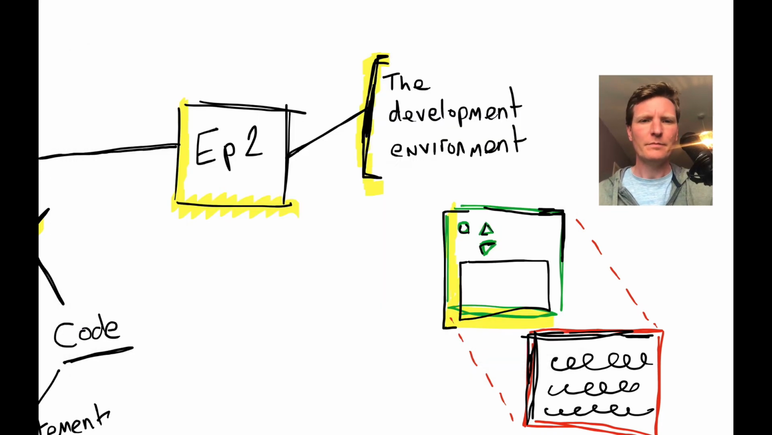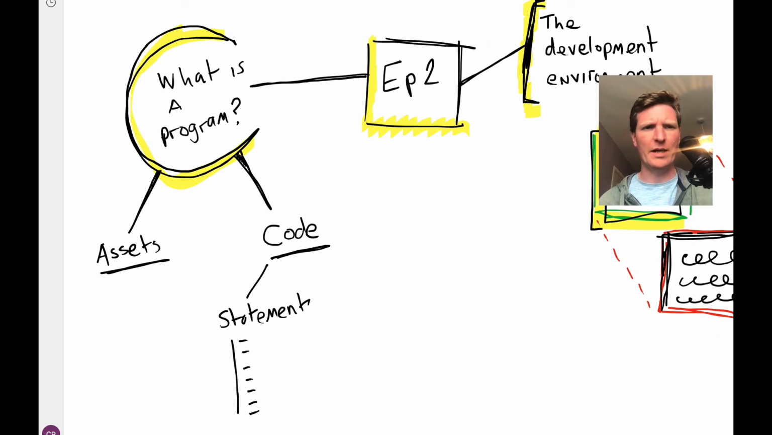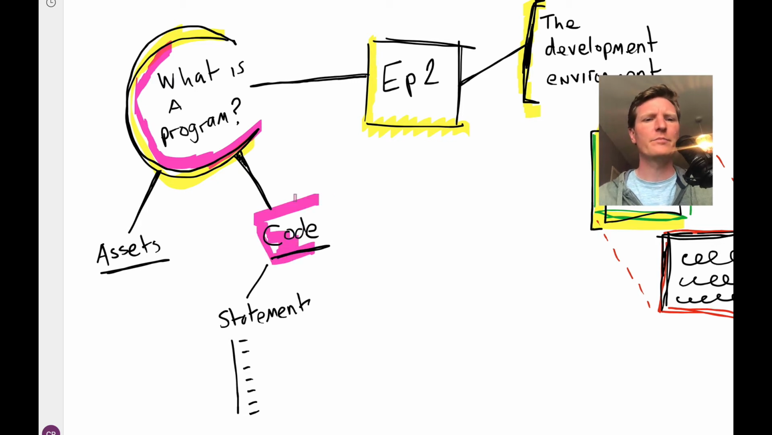So there we go. So what is a program? Just quickly talk about this. A program is made up of broadly two different things. One is the code, and that's where we're going to spend most of our time. And the other one is what I've called assets here. In games we tend to call them assets, but assets are the other things that aren't the code.